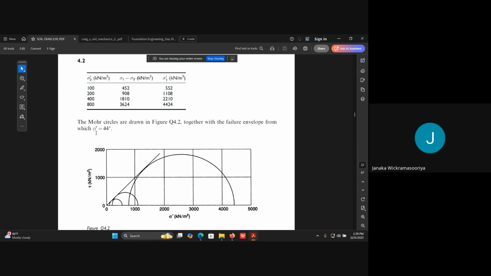Since this is sand, the cohesion will be 0, and you can use this set of coordinates, this one and this one. Actually they have drawn only 3 Mohr circles. You can draw 4 out of these. Right? So could you please complete it, and if you have any questions, please ask now.